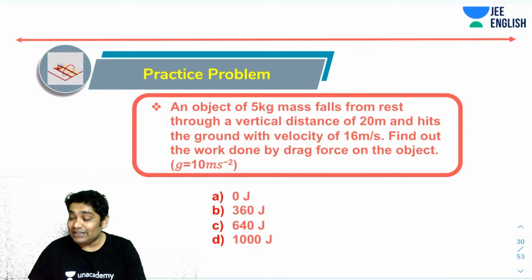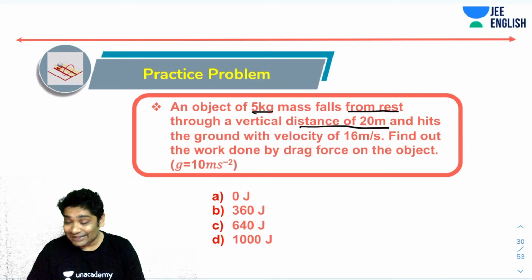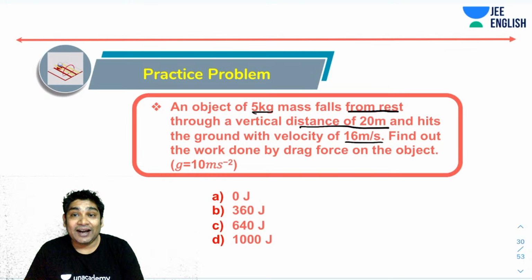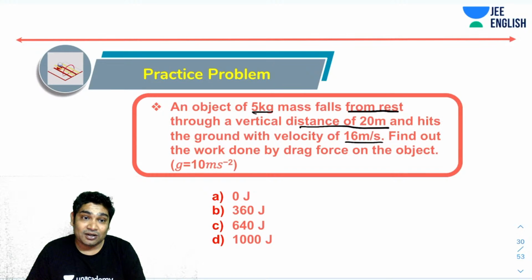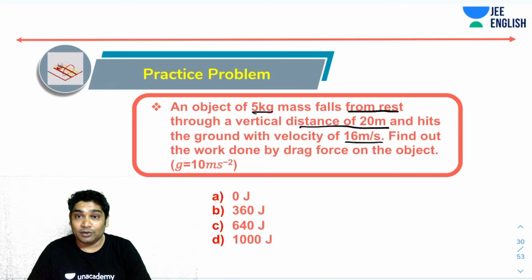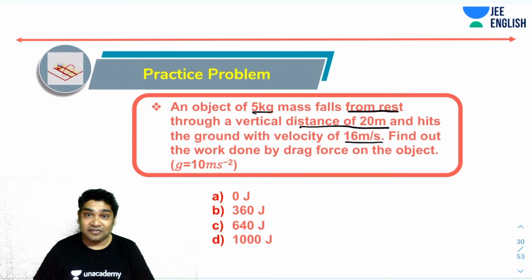An object of 5 kg mass falls from rest through a vertical distance of 20 meters and hits the ground with a velocity of 16 meters per second. This is what you observe. You have to find out the work done by drag forces on the object. I'm talking about air drag or air resistance. That is what you have to find. With this information, find the work done by the air resistance force or the air drag forces acting on the body. Try this quickly, and let's see if you can solve this.